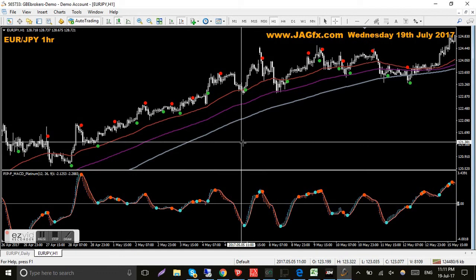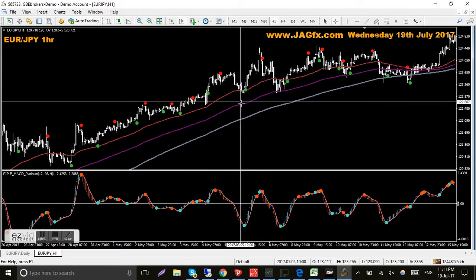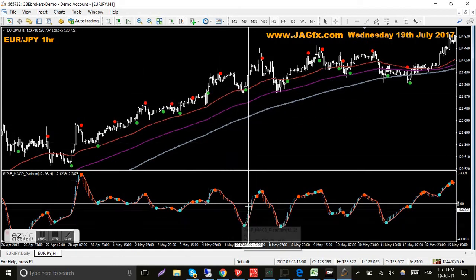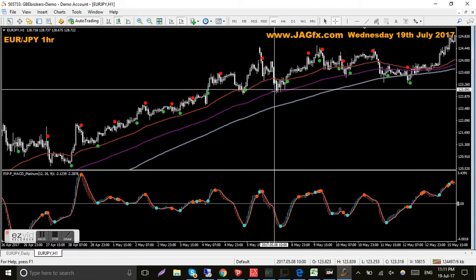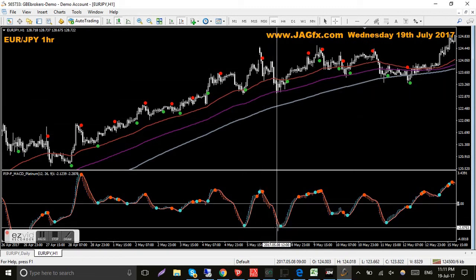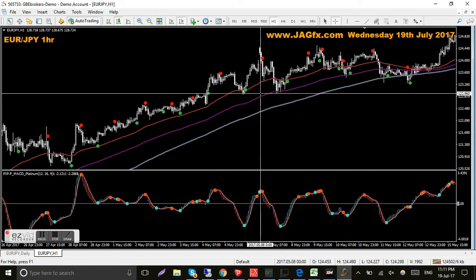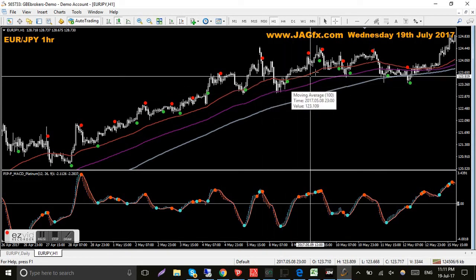Here we go. These are the ideal ones. See how it comes down nicely. Look at this. The MACD comes down. Bang. Look at that. Nice. Up one. Here's another one. Double bottom on the MACD. Just about a double bottom on price. There's your signal. Up you go.